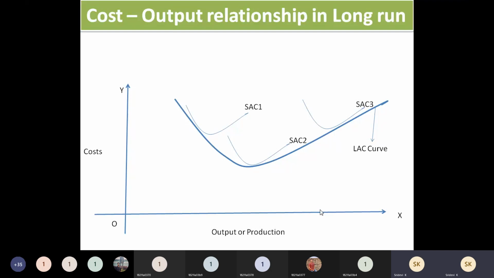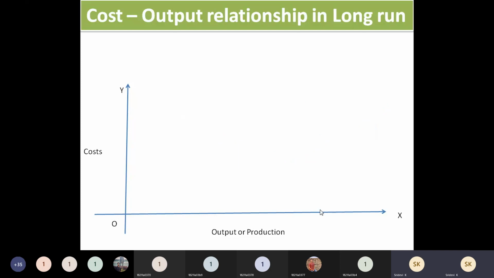3, it gets 3. And LAC indicates the long run average cost curve. So from the short runs, you are going to get these long run curves. In the same manner, we will draw the marginal cost curves also. Here also, we are going to take 3 marginal cost curves.